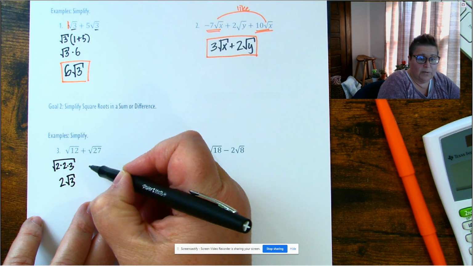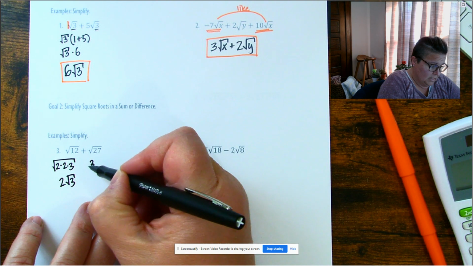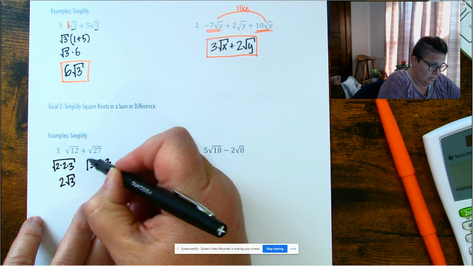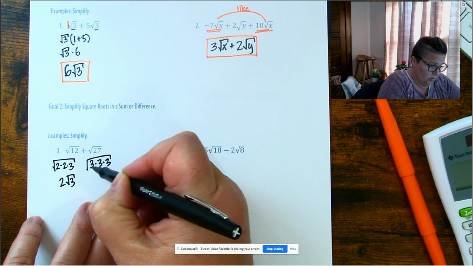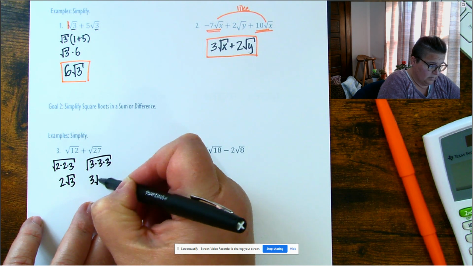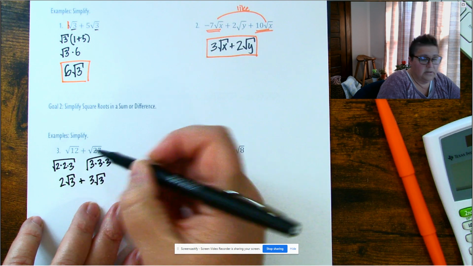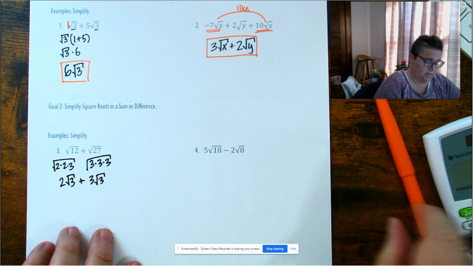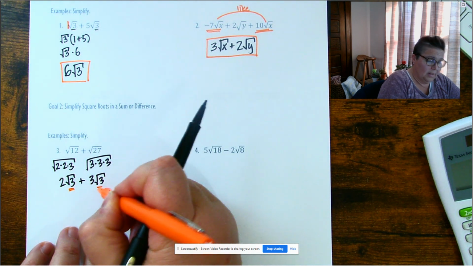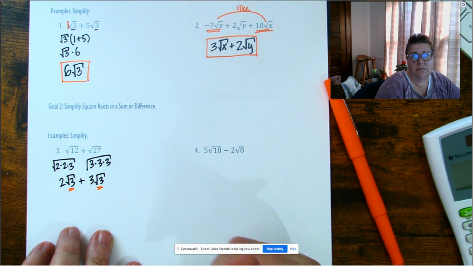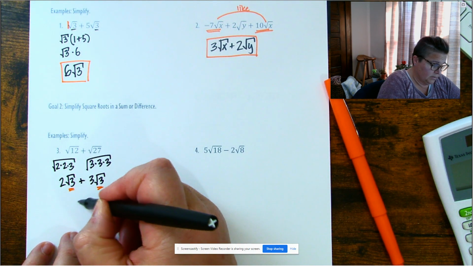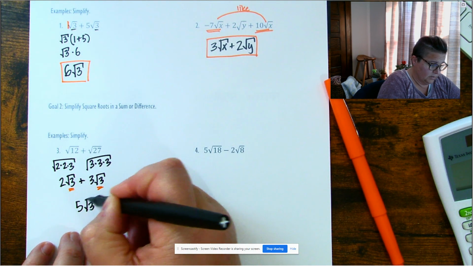The square root of 27 is 3 times 9, which is 3 times 3. So this, I can pull a 3 out, is 3 square roots of 3. So what I have here is 2 square roots of 3 plus 3 square roots of 3. Do you see how now they're like? Those are like radicals, so I can add them together. 2 square roots of 3 plus 3 square roots of 3 is 5 square roots of 3.